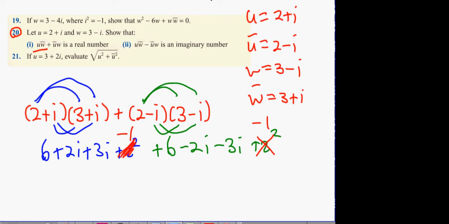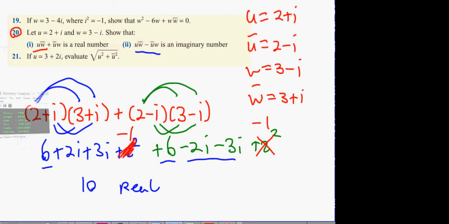Next thing you need to do is count up all your numbers. 6 minus 1 is 5. 5 plus 6, 11. 11 minus 1, 10. So the real part is 10. Okay? 2i plus 3i, 5i, minus 5i, 0. You just have to prove to them that it's a real number, because there's no i part. Okay? Would you like me to do the second part, or would you like to have a go at them now? Hands up if you want to see the second part.